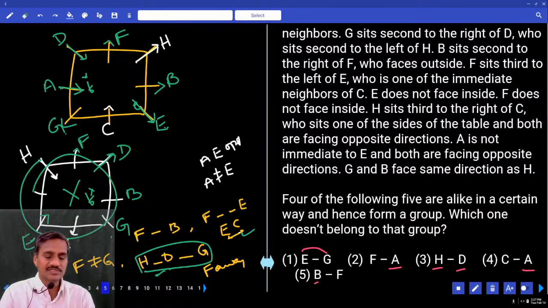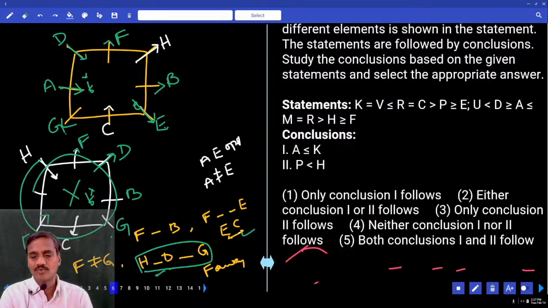Except choice 1, in the remaining, they are one and the same. 1 to 5 done. Now we have 2 more sets left.